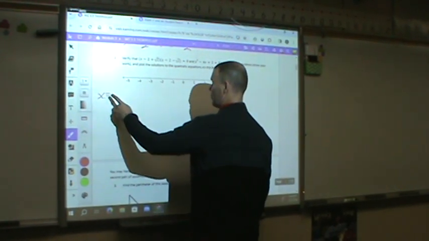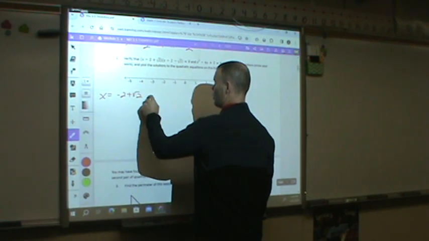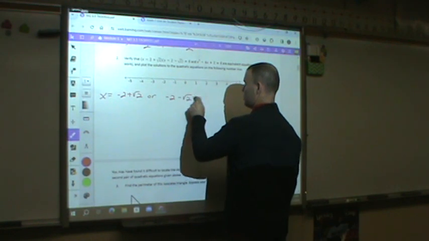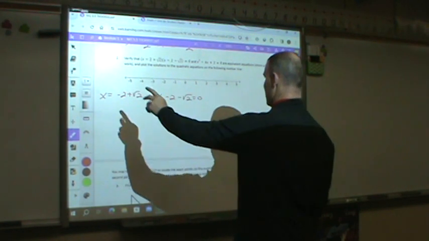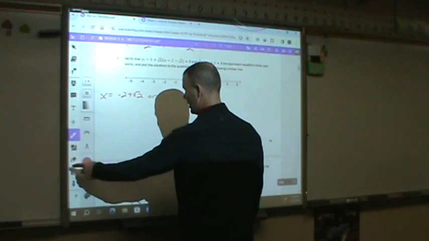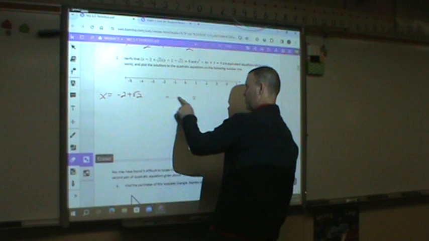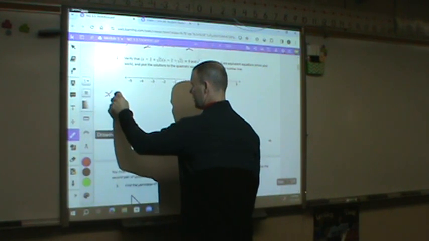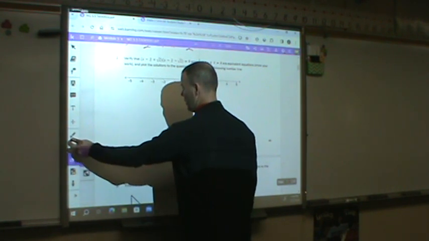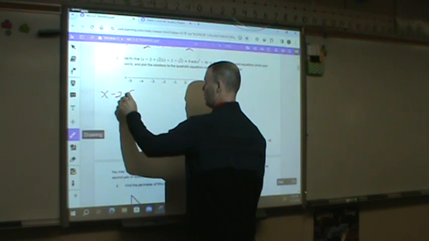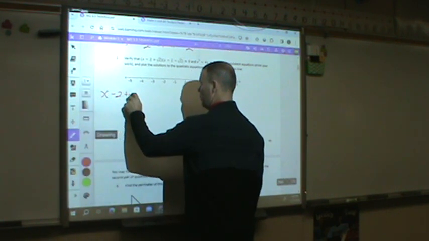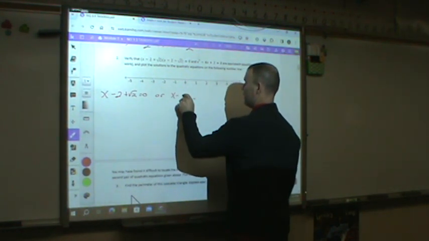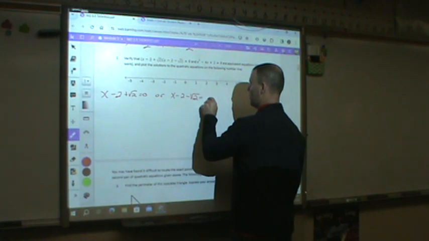And again, we set each factor equal to 0. So x minus 2 plus the square root of 2, or x minus 2 minus the square root of 2 equals 0. Here's both of our factors. Let me rephrase that, sorry. We're setting our factors equal to 0. x minus 2 plus the square root of 2 equals 0. Or, I think that's what I meant to write, x minus 2 minus the square root of 2 equals 0.